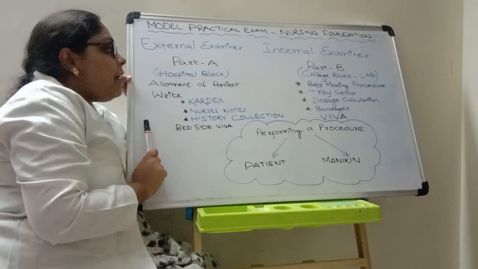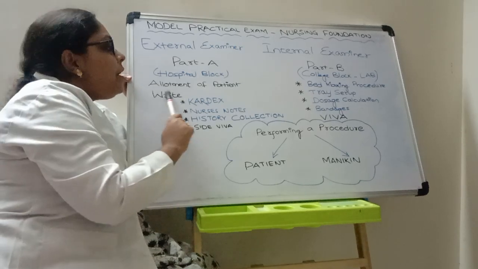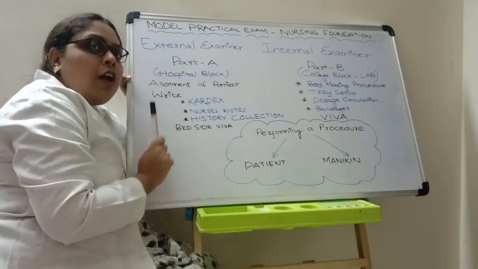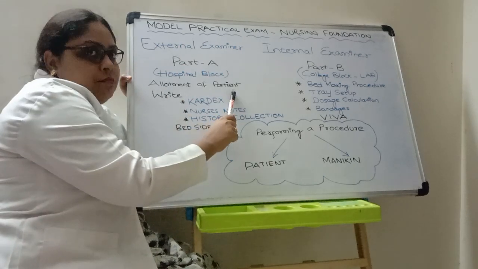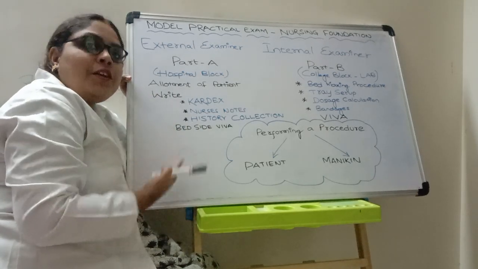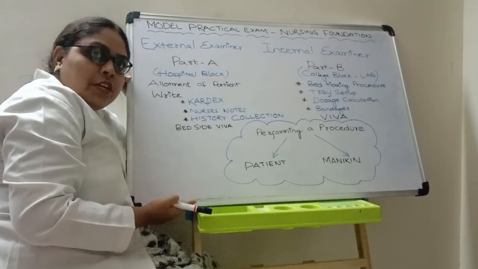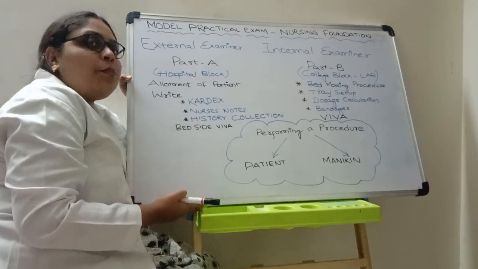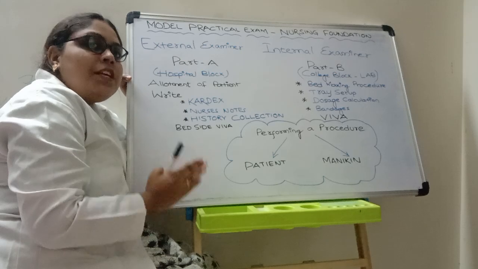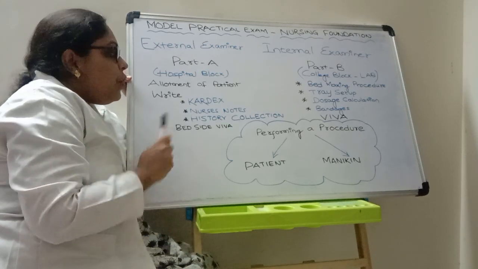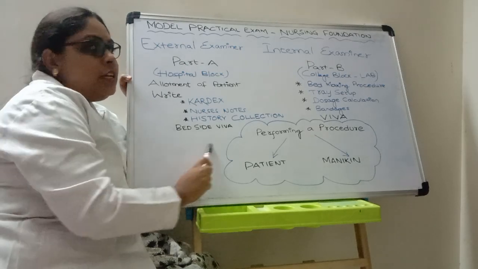In Part A, the first thing is allotment of a patient. For each student, there will be a patient allotted. After allotment, you have to introduce yourself to the patient and collect the basic details about the patient and their chief complaints. After that, the next thing is you have to write.